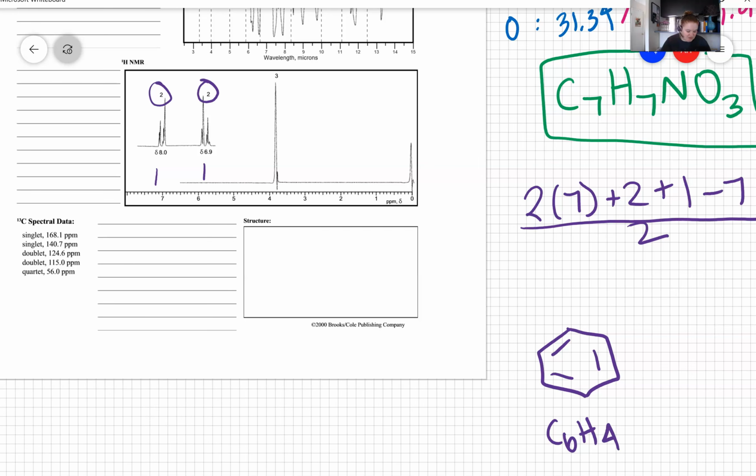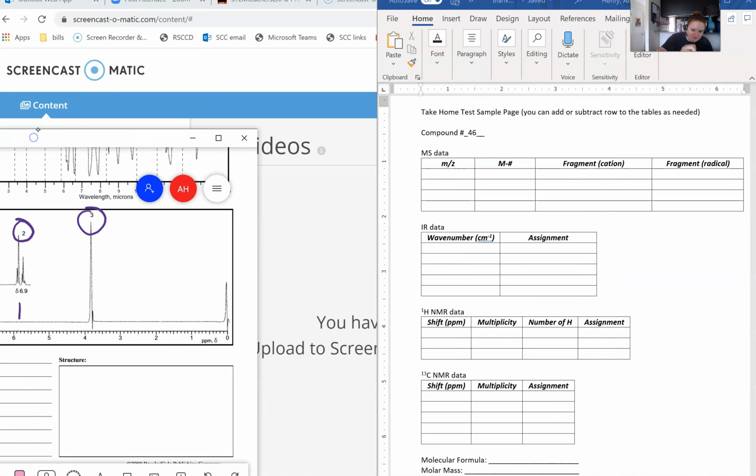So that also tells me that I have one more carbon to be accounted for. But this 3 right there, that's going to be a methyl group coming off of our ring. And so all of my carbons are accounted for, all 7 of them, and all 7 hydrogens. And so then that means we're left with the nitrogen and the 3 oxygens to assign. So let's go back to our table.